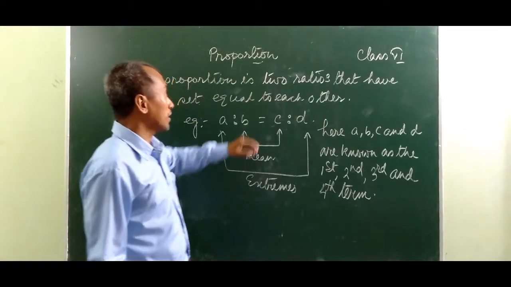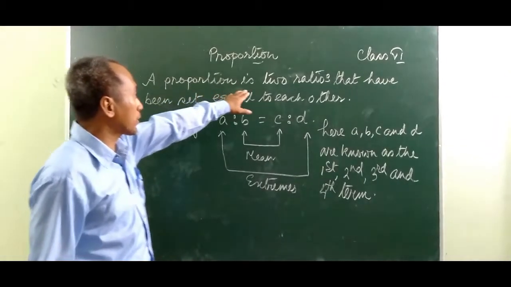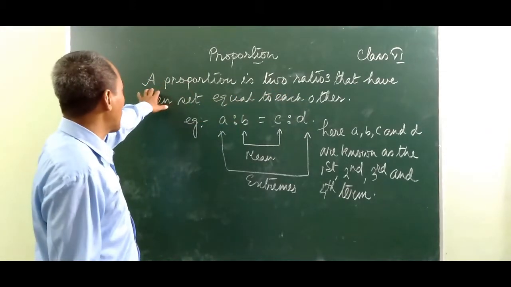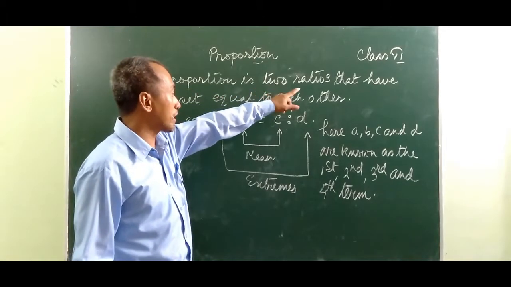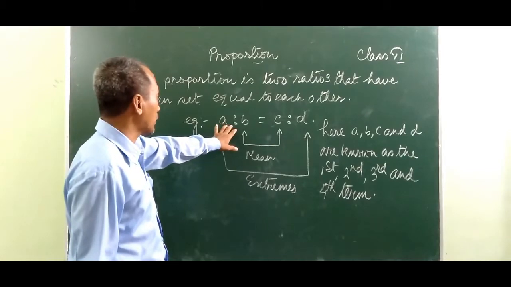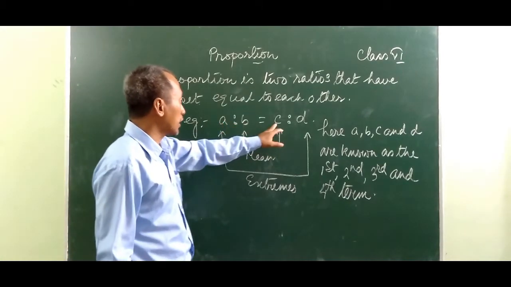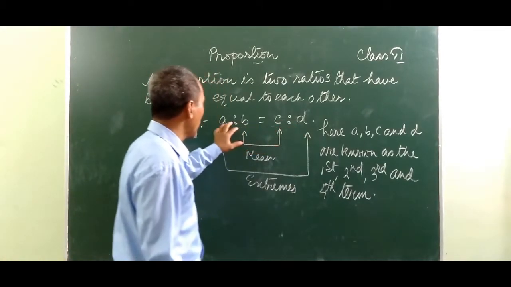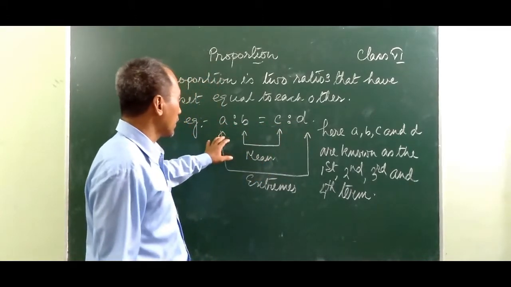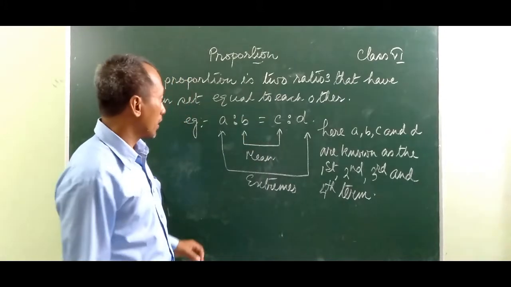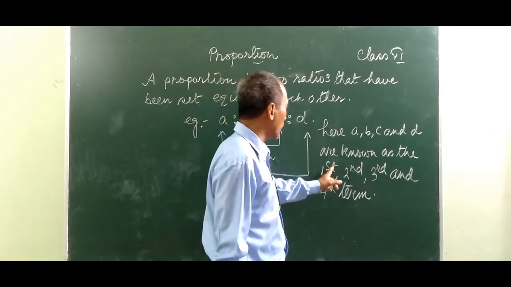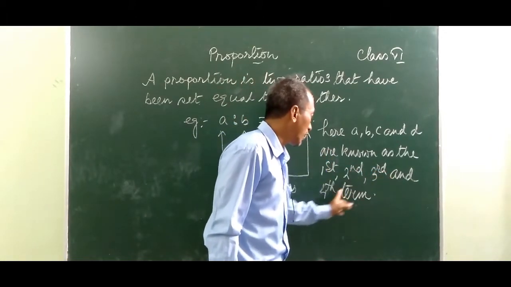Study about proportion. A proportion is two ratios that have been set equal to each other. I repeat again, a proportion is two ratios that have been set equal to each other. That is, here are two ratios, A is to B, another ratio is C is to D. If the ratio of A is to B equals C is to D, then it is called a proportion.